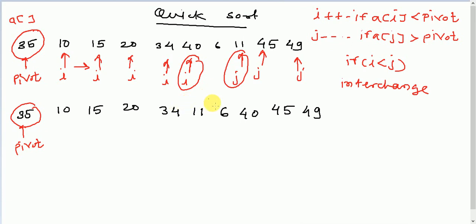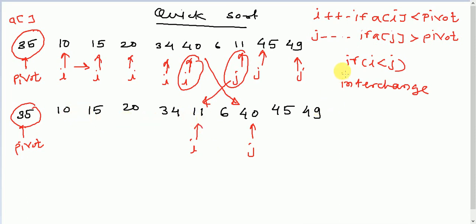Now we have interchanged 40 and 11, right? So here i is pointing to 11 and j is now pointing to 40, the same cell, the index. Okay, now again what we'll do, we'll compare with 35.